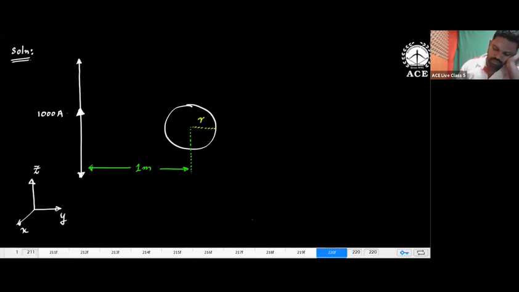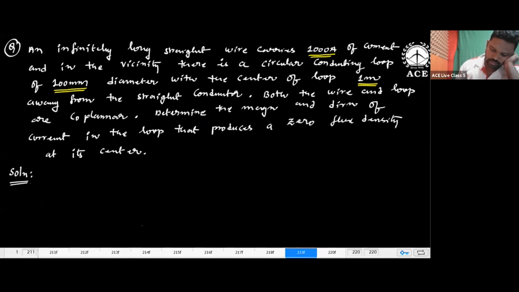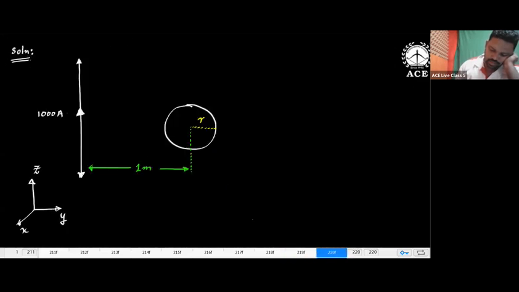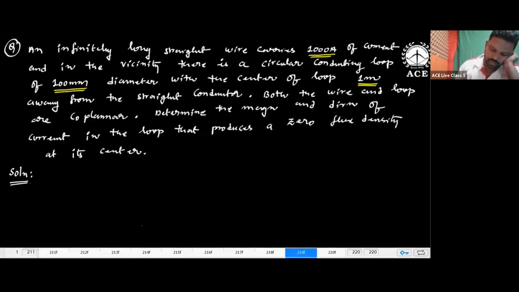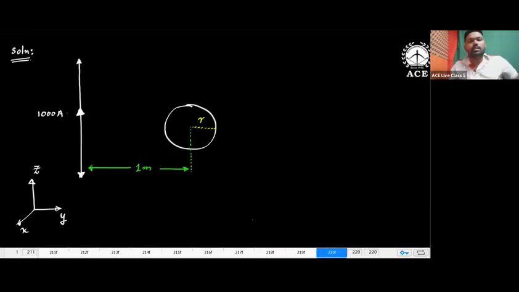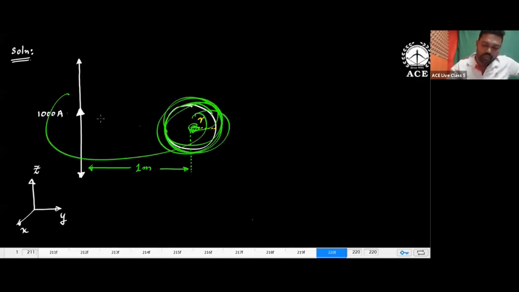Okay, fine. Let me go back. So what is the question here, beta? The question here is, determine the magnitude and the direction of current in the loop that produces a zero flux density at its center. Yes. So what should be the current in this loop so that the net flux density due to this loop and this one will be zero at its center.